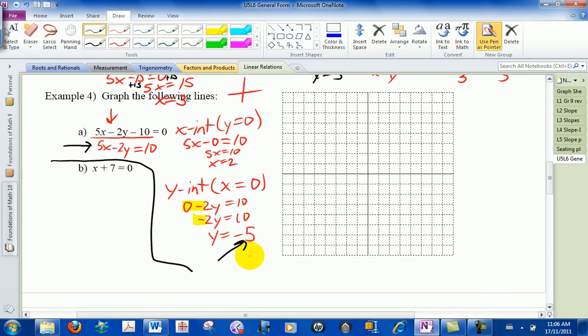So you don't want to get a wrong y value. You want to make sure that you're getting the correct value. To make a graph now, it's easy. This here is 2, 0, which you can plot. This here is 0, -5, which you can plot. Please graph that now. Go.